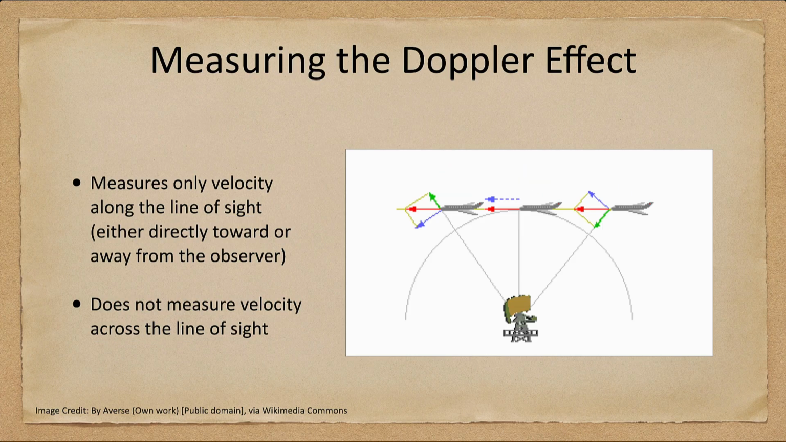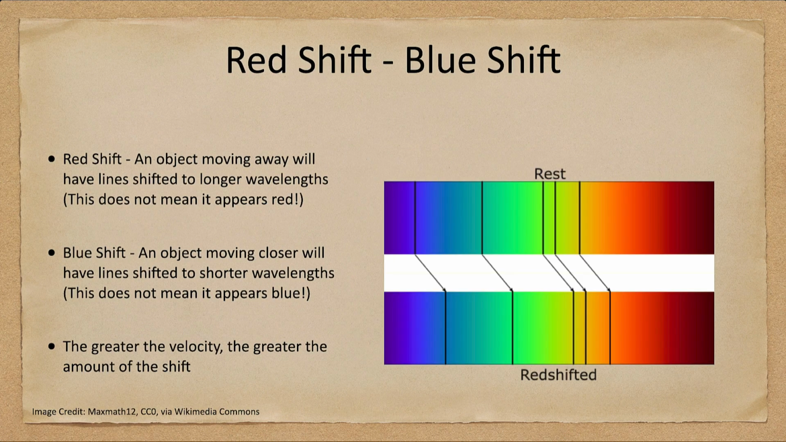Now let's look at what we can do with spectral lines in this. And we see that when an object giving off spectral lines is at rest, we will see those lines at their rest wavelengths, where they are formed in the laboratory.